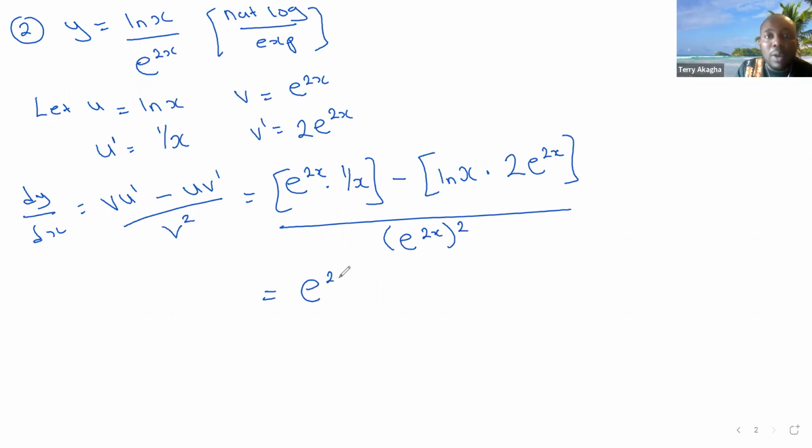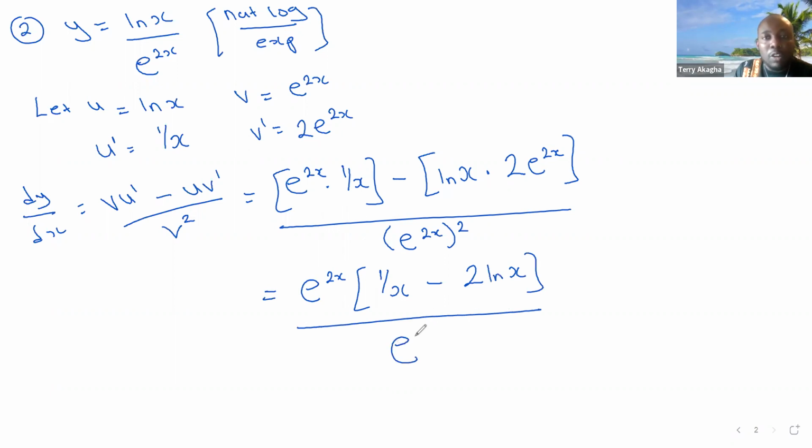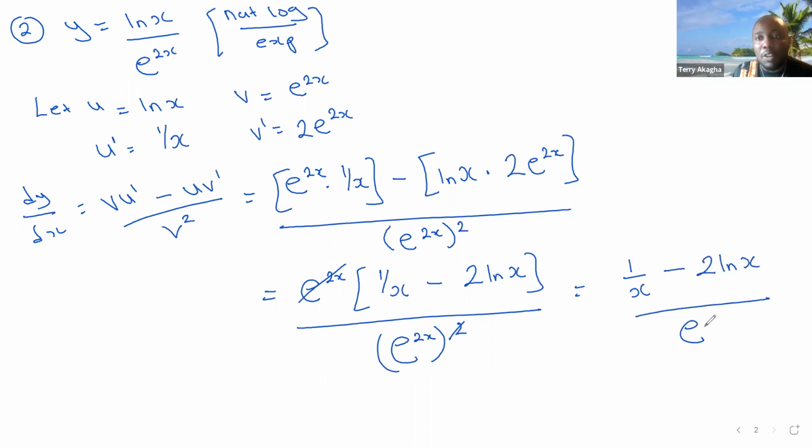So we have exponential 2x in brackets. It becomes 1 over x minus 2 ln x, divided by exponential 2x squared. So we cancel this, and that will give me 1 over x minus 2 ln x divided by exponential 2x. So that means my dy over dx for this is going to give me that. All right, so let me just pick one more example on this and let's see how we go.